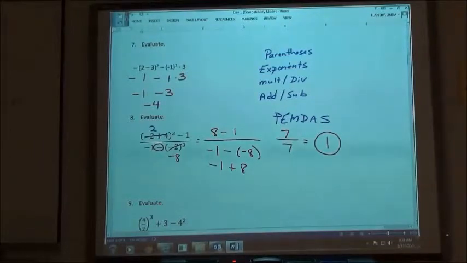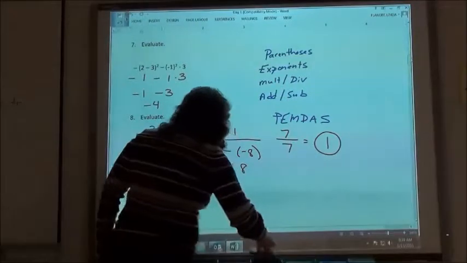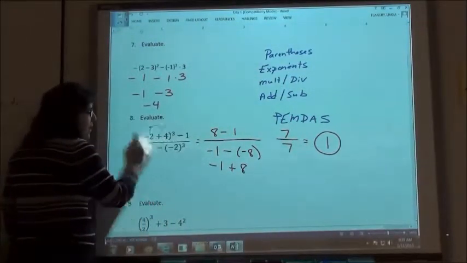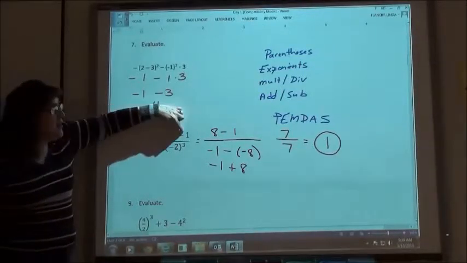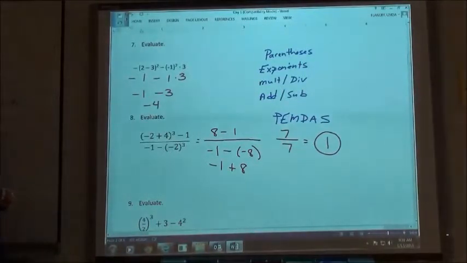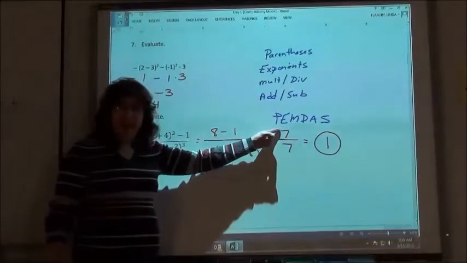Now, if you try to do this one on your calculator, you're going to have to do the top and the bottom separately. You can't just put it in all at one time. So you would type in the stuff on the top, parentheses, -2 plus 4, close your parentheses, cubed minus 1. And if you do the top and hit equals, you get 7, right? You would write that down.